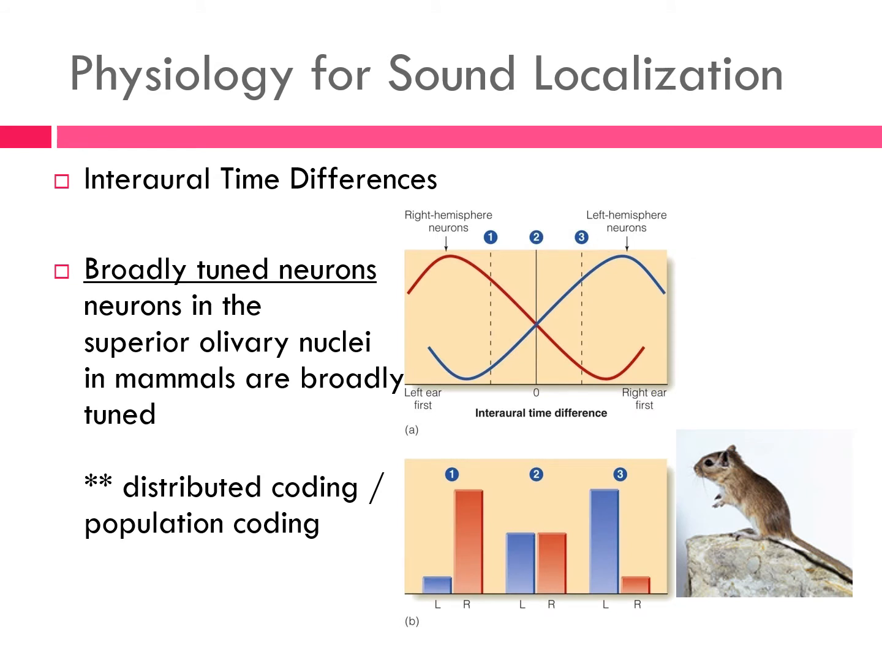So these broadly tuned neurons that they discovered in the gerbil, you can see in the pictures here that I have right hemisphere neurons that are going to respond better, or at a higher level of number of impulses, when we get something from our left ear first. It's kind of in the middle when something's coming at us from straight on, so at 0.